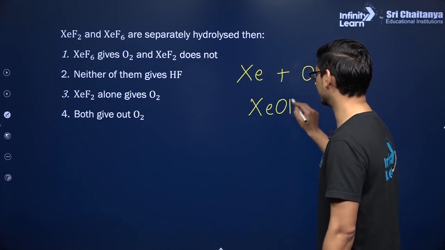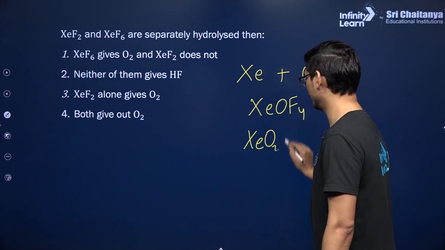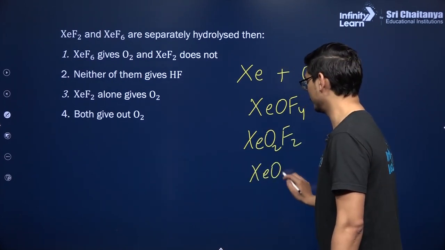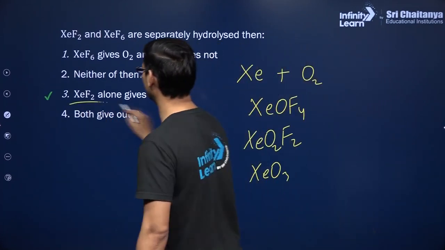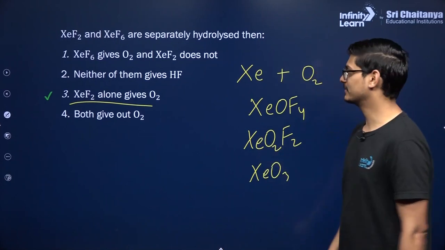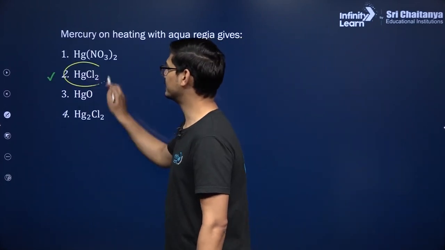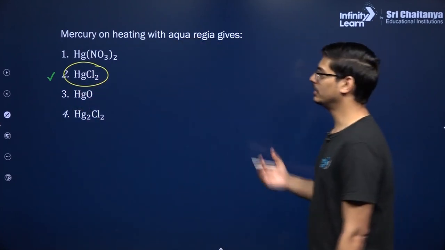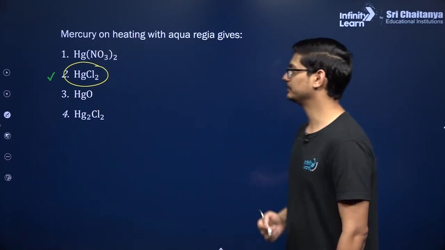So partial hydrolysis produces XeOF4 and XeO2F2, whereas complete hydrolysis produces XeO3, right? So the correct answer to this question is XeF2 alone gives oxygen gas. Mercury on heating with aqua regia gives HgCl2. So aqua regia is a solution of 3:1 parts of HCl and HNO3. So it oxidizes mercury and the product is HgCl2.